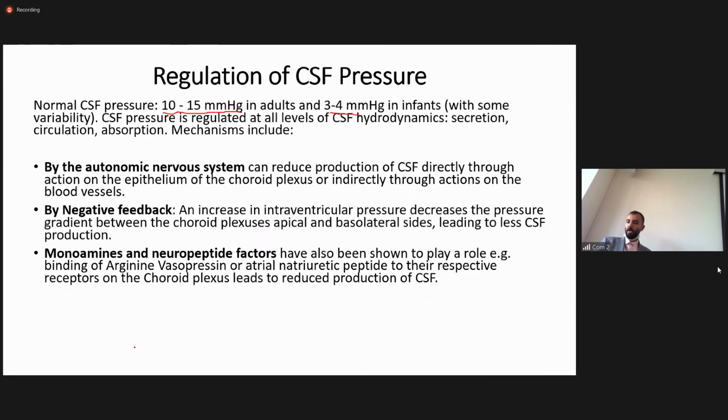Also, there are neuropeptides, okay, which are known to act on their respective receptors on the epithelial cells of the choroid plexus, which would lead to reduced secretion of CSF, okay? Like arginine vasopressin, and also other peptides. Okay, any question?